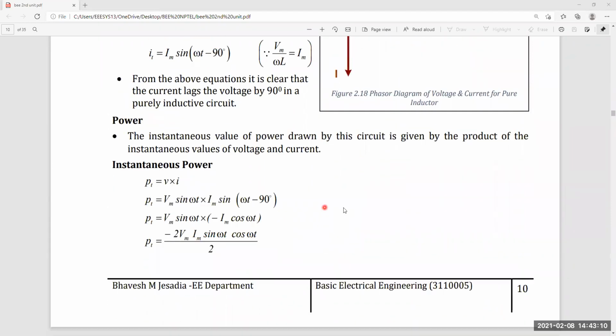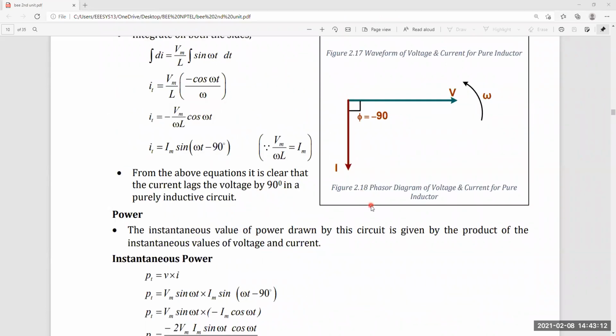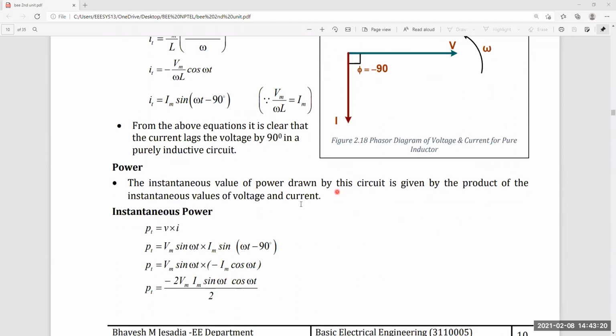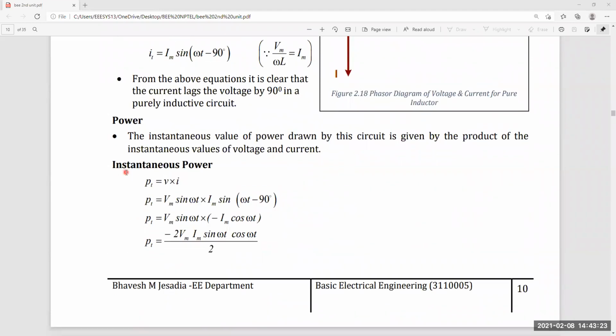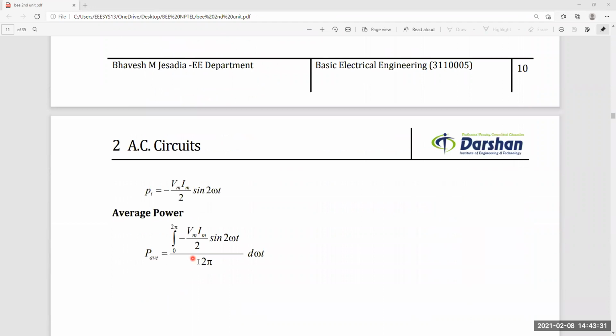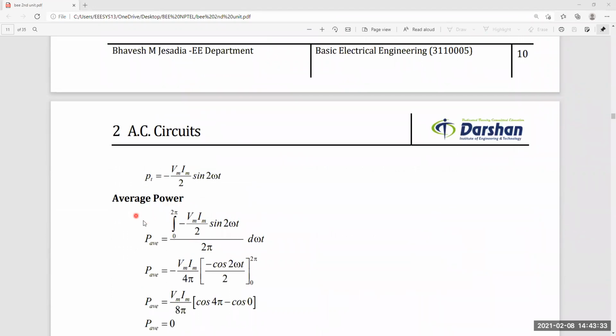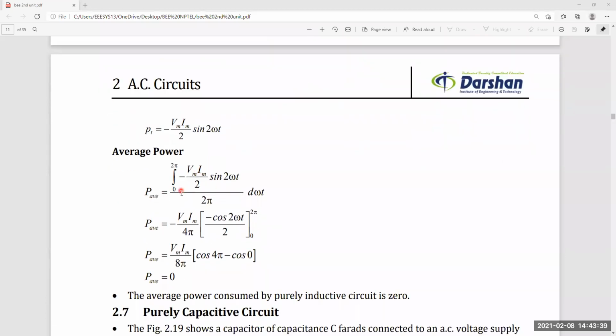And then what is the power here? Power is equal to VI cos phi, you know well. Cos phi, the angle between voltage and current, is cos 90, so zero average power is consumed by the inductor. The instantaneous power is p(t) equals v times i, Vm sin omega t times Im sin omega t. By simplifying this equation and finding the average power, as already explained in the previous lecture, the average power consumed by the pure inductor is 0.